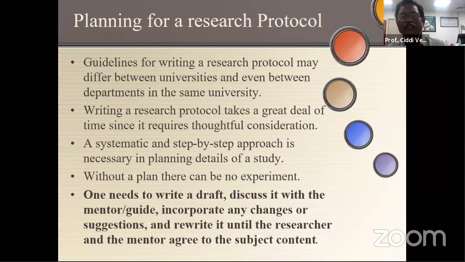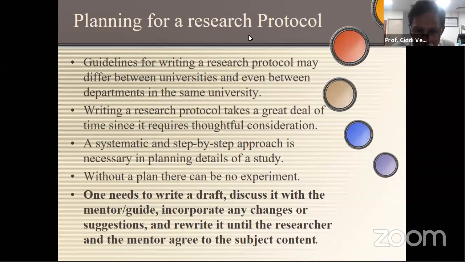And a systematic step-by-step approach is necessary in planning the detailed study. Without a plan, there can be no experiments. Now, for example, you need streptozotocin to induce diabetes in rats, for an animal model. And if you don't have streptozotocin, you cannot do anything. So to procure the chemicals and glassware and whatever else you require, you need to have the research protocol.